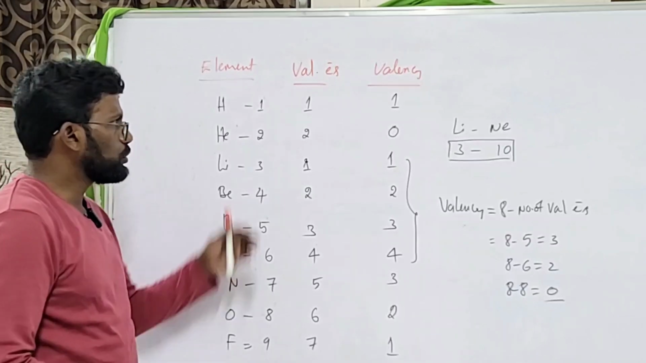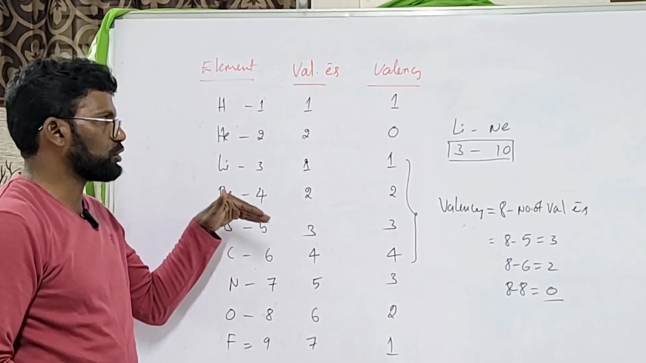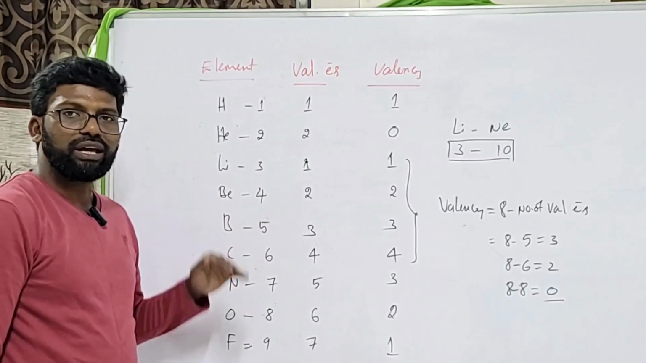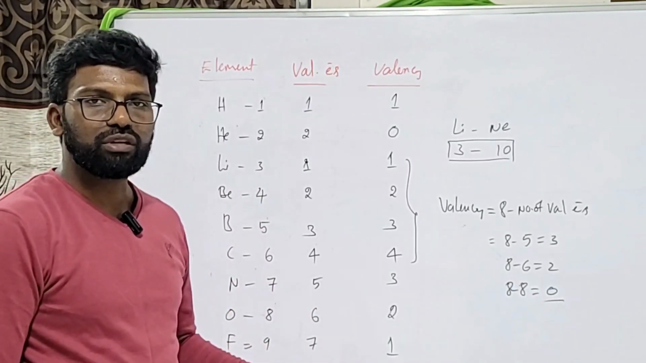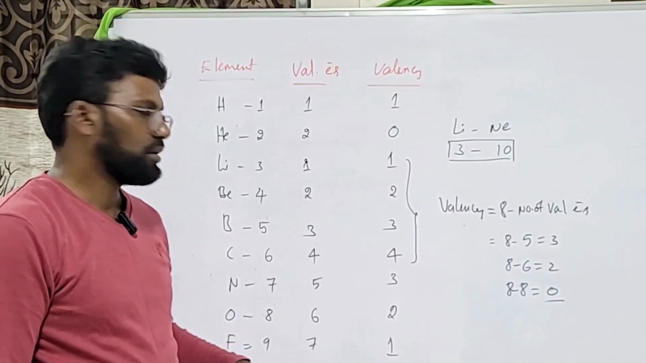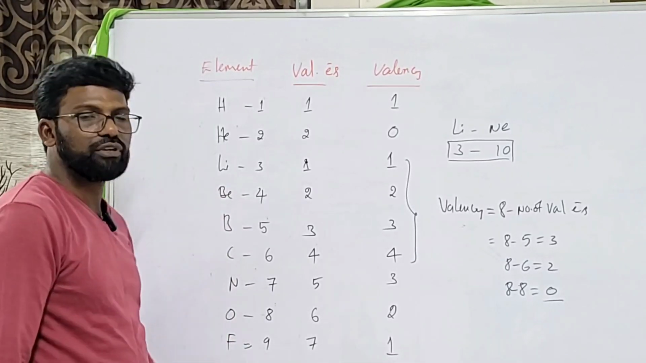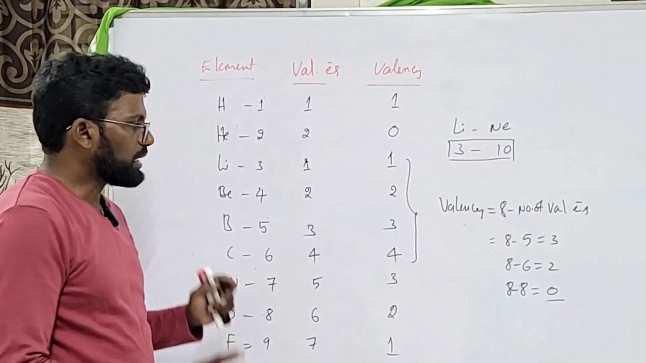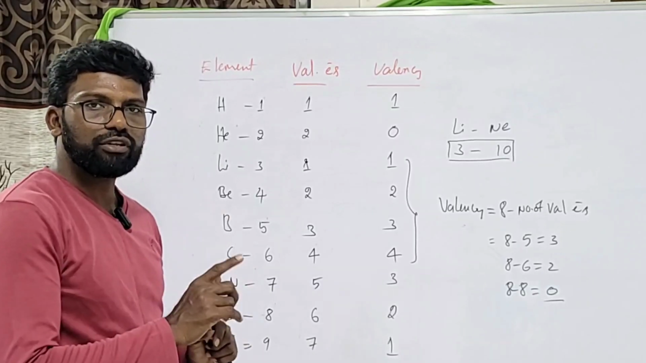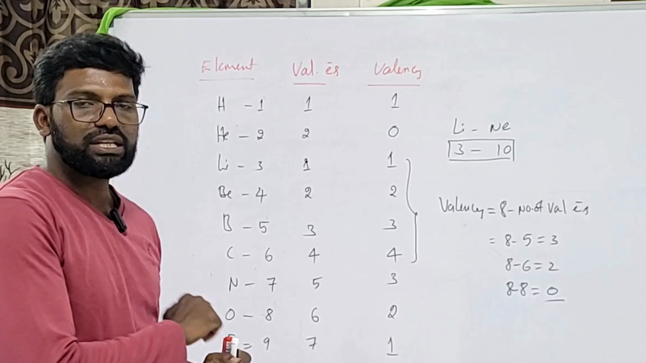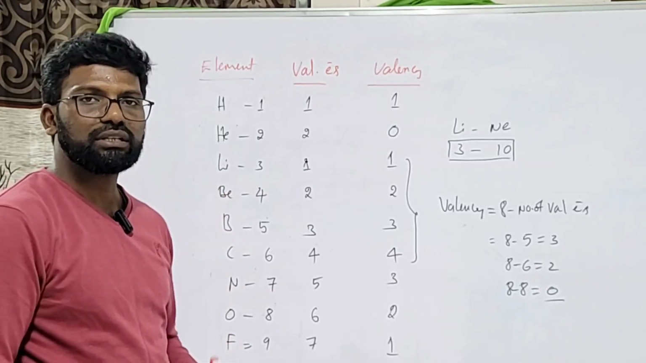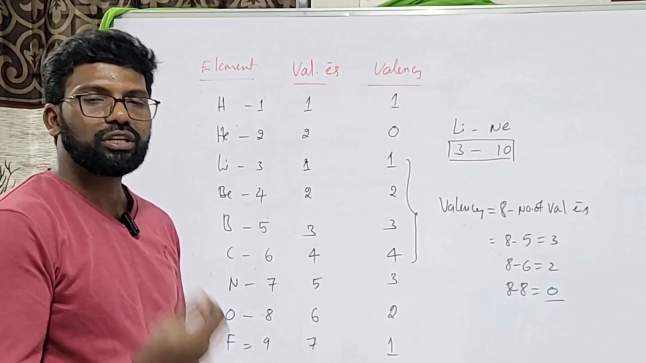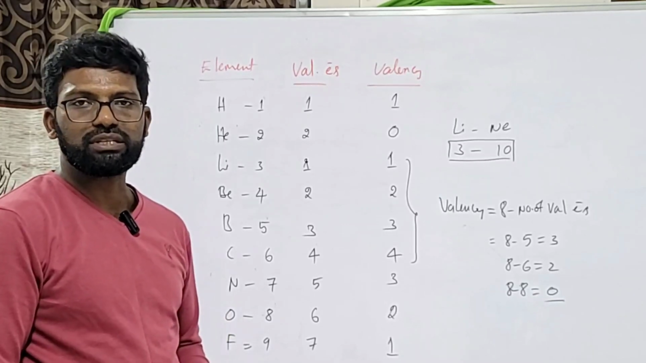So in this way, you can easily find the number of valence electrons and valency of the elements whose atomic numbers are less than 10, from 3 to 10. I hope you got this point, and if you have any doubt, pause the video or go back to the previous explanation, note down everything, and practice for 2-3 minutes and you will be perfect with this.